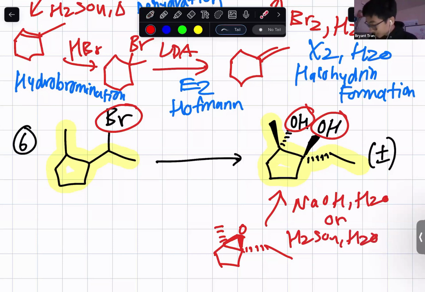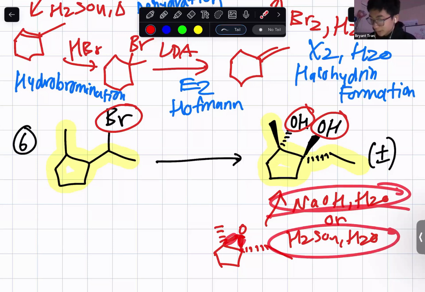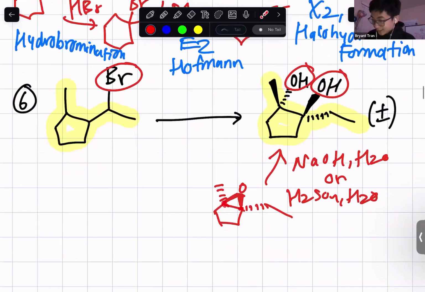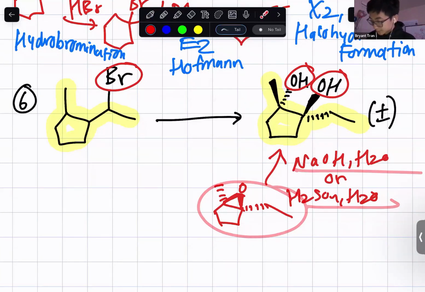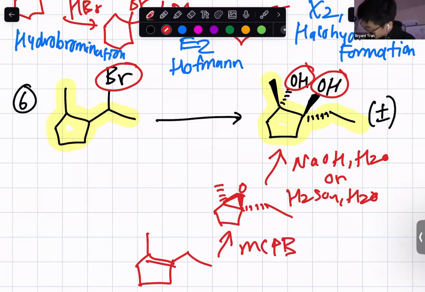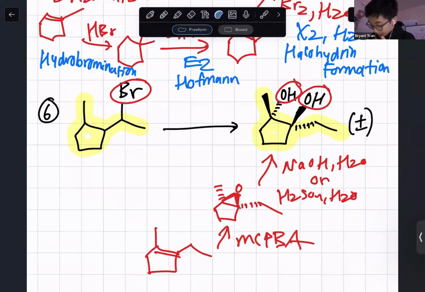If these were asymmetrical and you drew this as wedges, it would matter what you use, because basic conditions attack the less substituted side, inverting the stereochemistry at the less substituted carbon, whereas the acidic conditions would attack the more substituted side, inverting the stereochemistry at the more substituted carbon. But in this case, it doesn't matter because they're both equally substituted. So this is opening up epoxides in acidic or basic conditions, which creates two vicinal diols, and this epoxide could have come from this alkene right here using mCPBA. Like that. Okay.